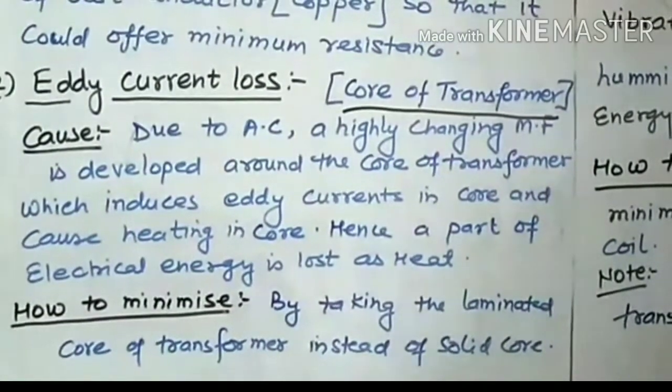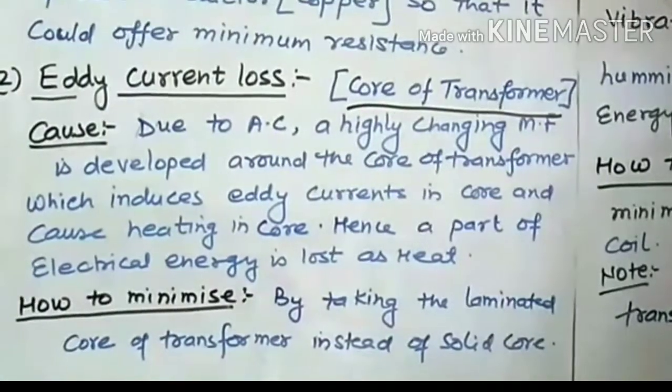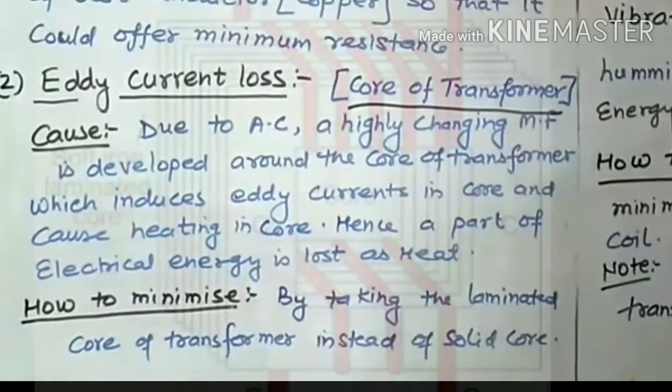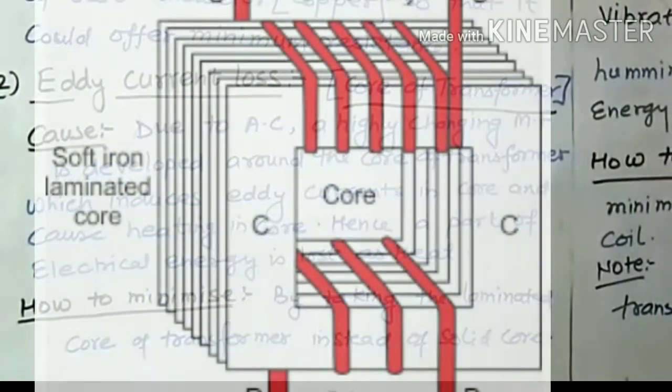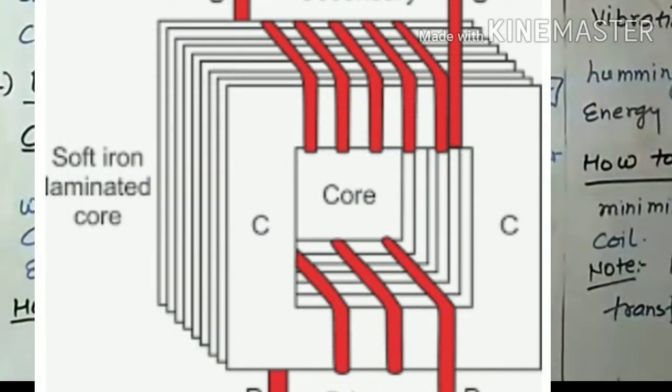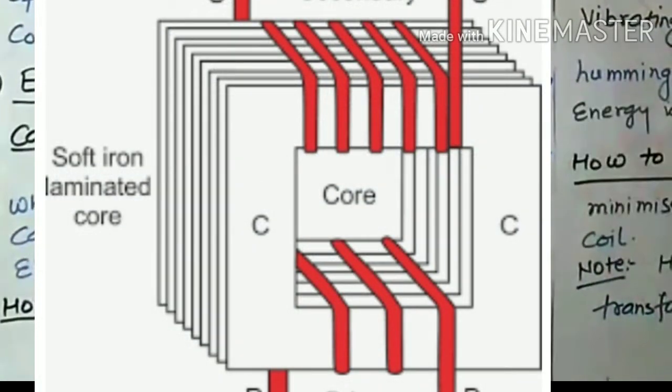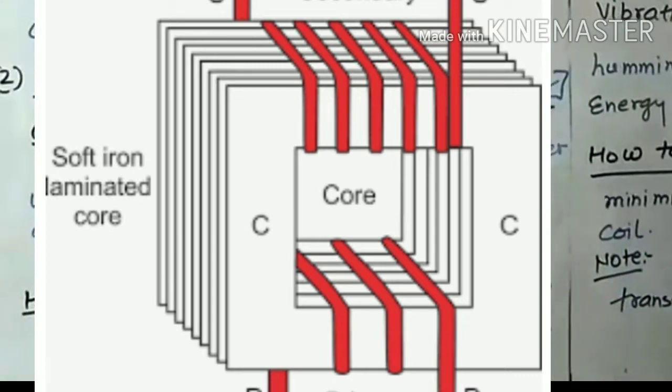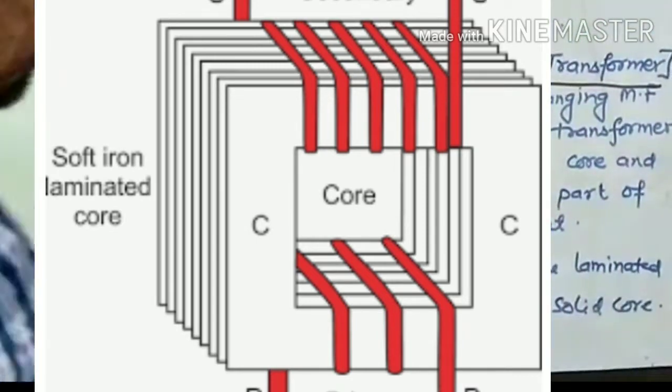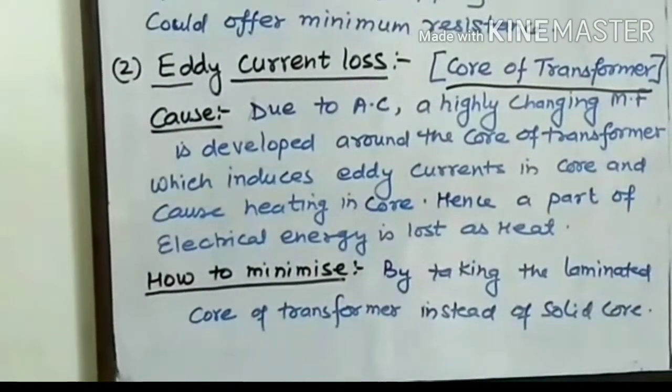How to minimize eddy current loss? Eddy current loss can be minimized by taking laminated cores. Instead of a solid core, we take a sliced core, laminated with an insulating material. So by taking laminated cores, we can minimize the eddy current loss.